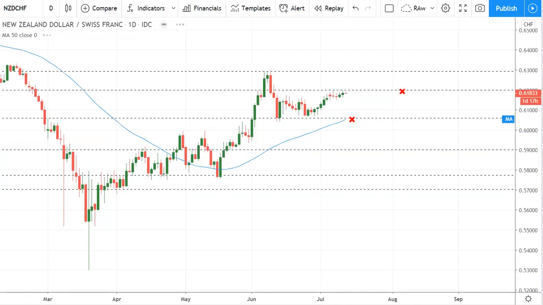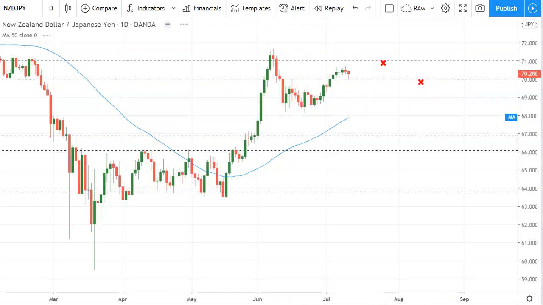New Zealand Swissy, not a lot. I'd definitely be interested in buying to get from down here. Wouldn't hold my breath too much at the moment in here. So I'm not really looking at this for a trade this week.